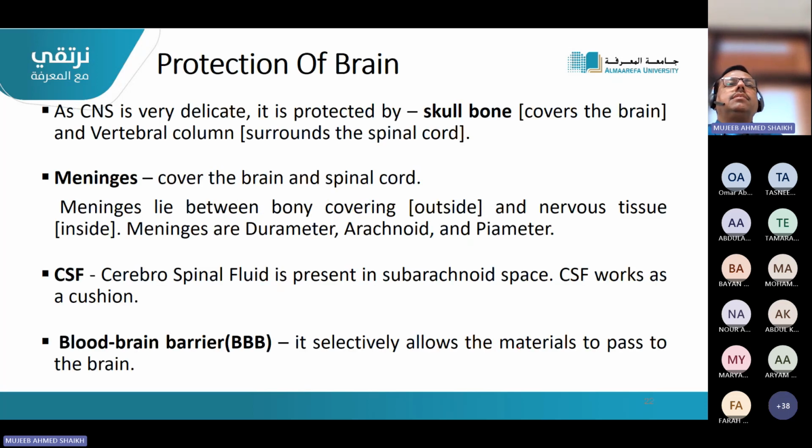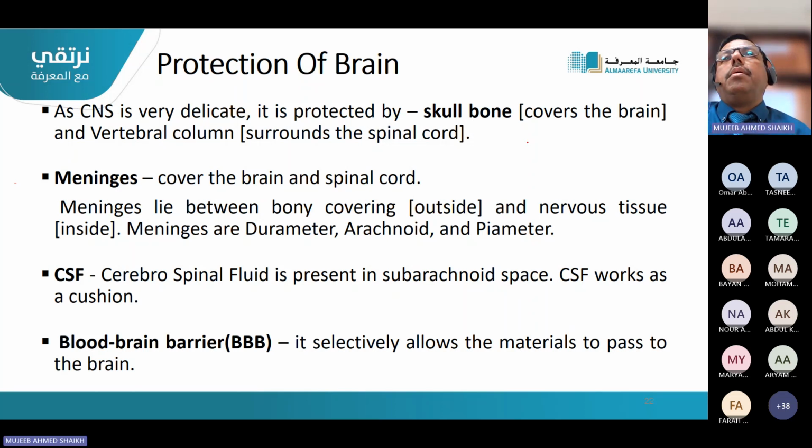The protection of the brain is by 2 means. First of all, the very delicate structure has to be kept in a cavity which is covered by bones. So the brain is placed in the skull. It is covered by the skull bone, so that it should not be damaged easily. This is one protection, that it is surrounded by the bones. So the brain is covered by skull bones, whereas the spinal cord is running through what? Through the vertebral column.